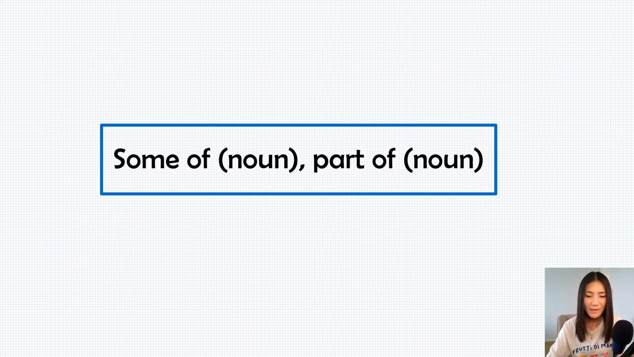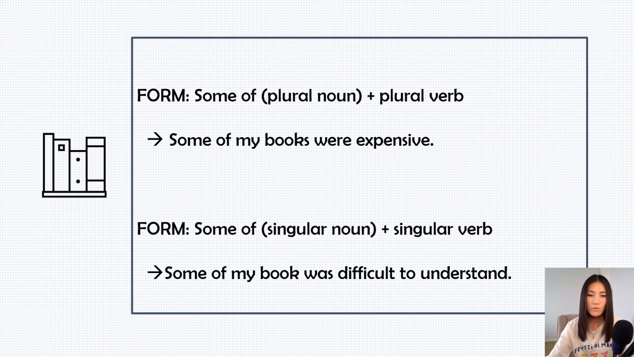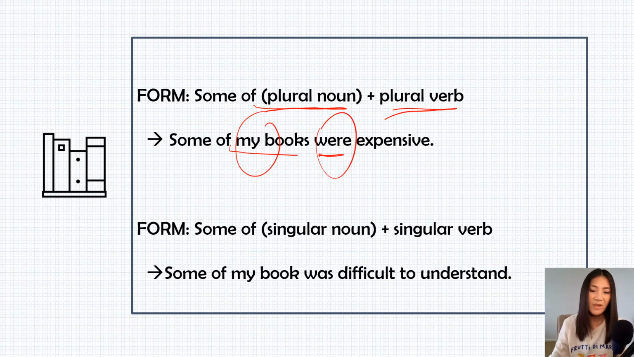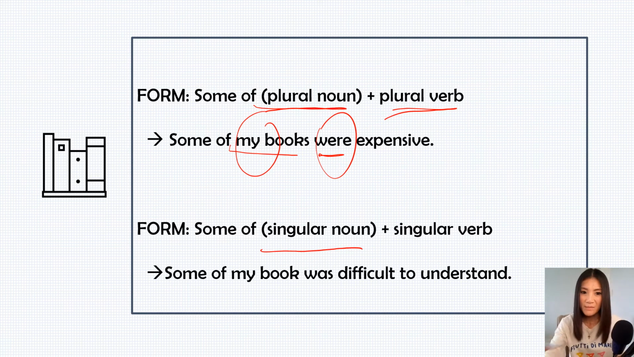When we use the phrases some of or part of, it's a little bit more complex than what we just discussed. The first rule on top says some of, plural noun, you're going to use a plural verb. For example, some of my books were expensive. So plural noun, plural verb. If you look at the bottom rule, it says some of. If you have a singular noun that comes after this phrase, you're going to use a singular verb. Some of my book was difficult to understand.